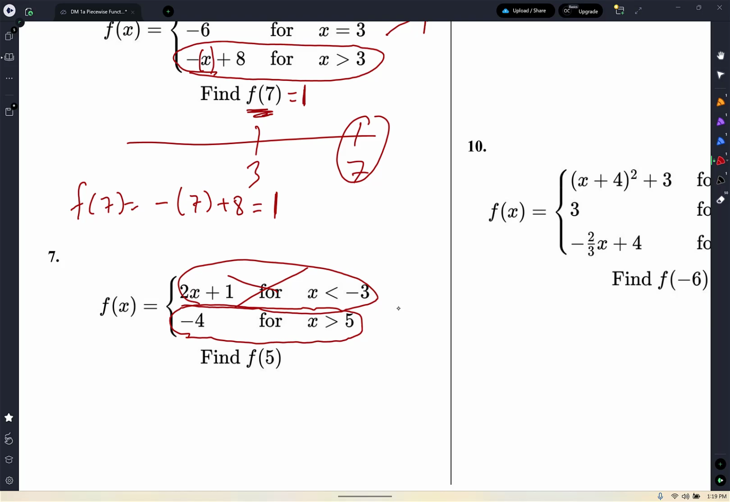Perfect. This says x greater than 5. I can't use this model unless it's for x greater than 5. And this says equal to 5. So for this one, what word am I going to use? Undefined. Good job. You guys must be GT. Does that make sense, guys? Okay. Let's go to number 8.